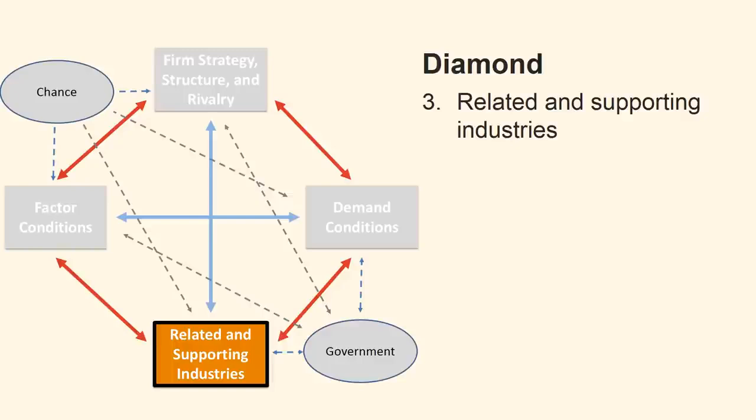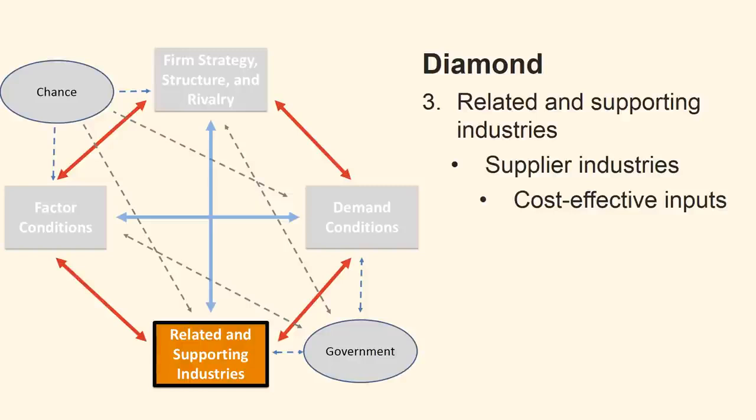The third broad determinant is related and supporting industries. The presence of internationally competitive supplier industries in a nation creates advantages in downstream industries. It gives efficient, early, rapid, and sometimes preferential access to the most cost-effective inputs. The benefit of home-based suppliers may be found in the process of innovation and upgrading. Firms gain quick access to information, to new ideas and insights, and to supplier innovations.